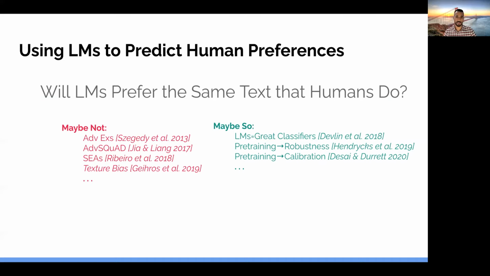On the other hand, there's a lot of literature that suggests that language models can be great classifiers for a variety of tasks, and pre-training these models on a lot of text does seem to improve robustness because we're training on such a large amount of text. It also seems to improve the calibration of the models, so maybe they will be calibrated when they receive some weird input that they aren't going to be an accurate predictor of. There's literature on both sides of this question, and we want to do a thorough empirical analysis to evaluate whether these language models are going to accurately predict human preferences in practice.